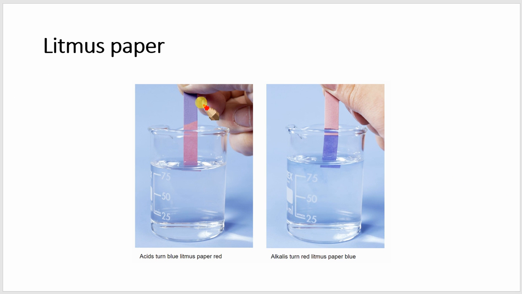Let's begin by looking at litmus paper. So first of all, we've got blue litmus paper, and we've also got red litmus paper. So there are two types. As we can see here, the blue litmus paper has turned red in this solution. So by turning red, it's indicating to us that that solution is an acid. In this example, however, the red litmus paper is turning blue, and that colour change to blue means that the solution is an alkaline.